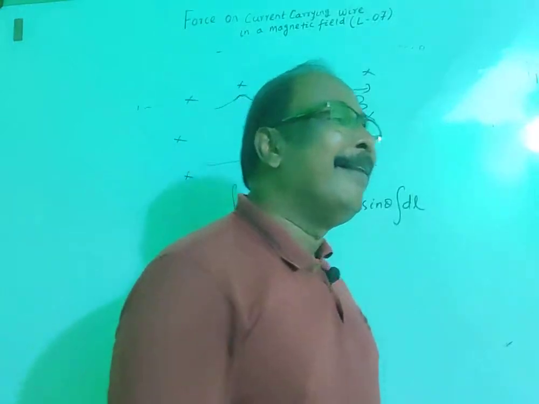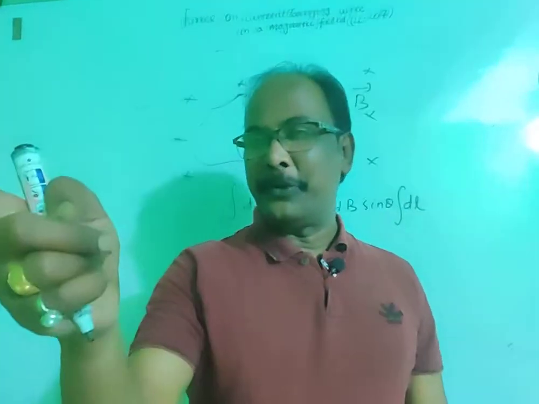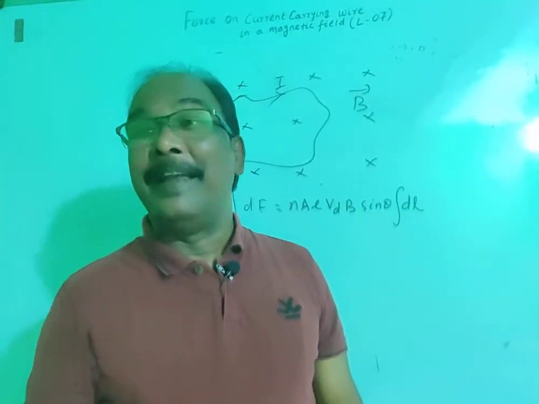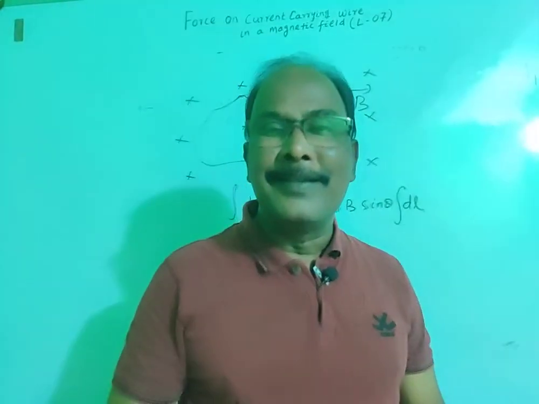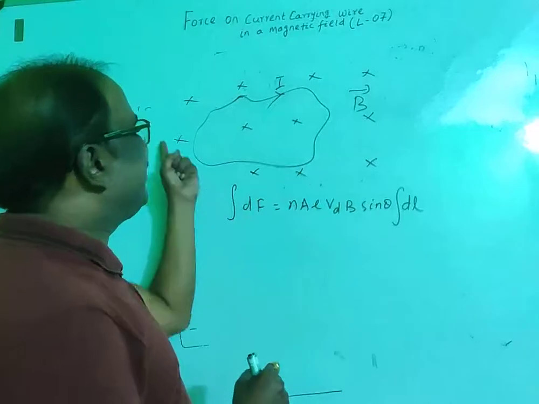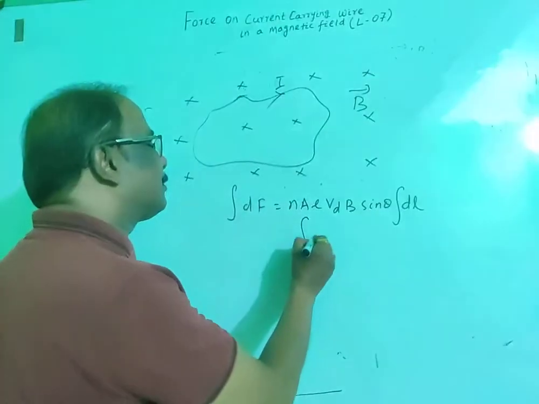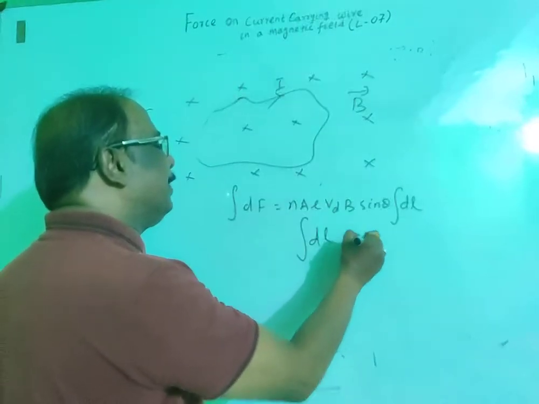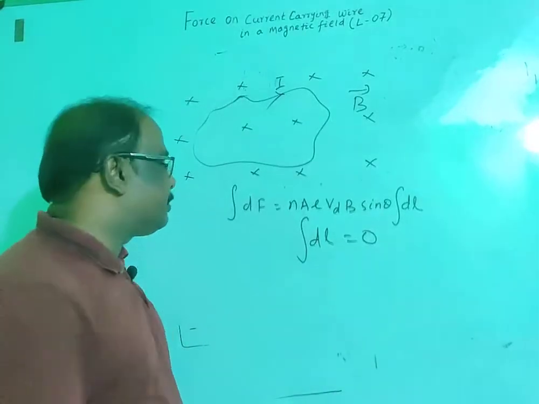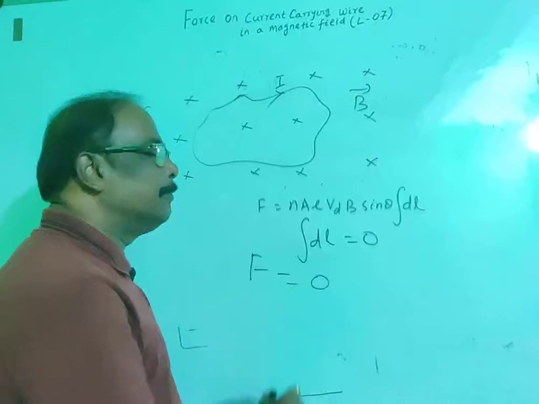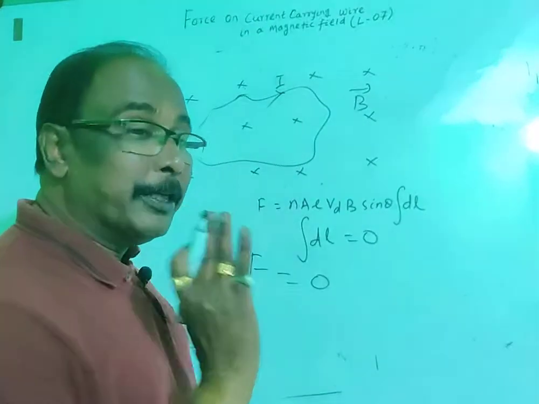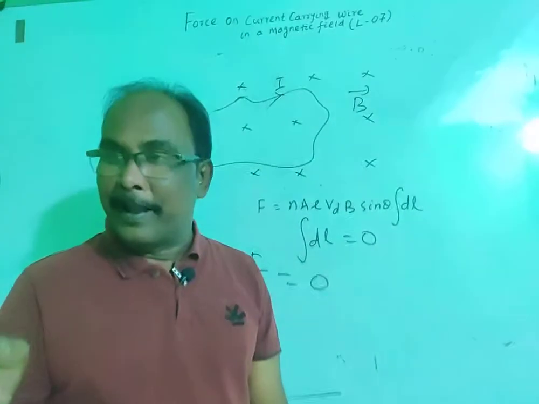What is dl? dl is the vector sum of elemental lengths. So the vector sum of elemental length for a closed path is 0. So the integration of dl is 0. Thus it is very clear, and you should remember that.